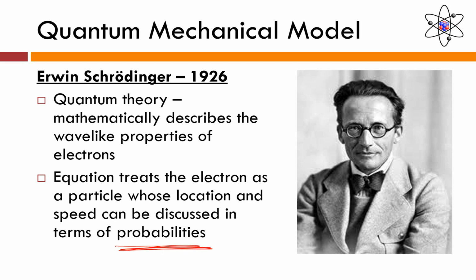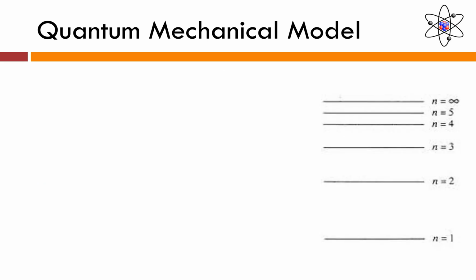The more you know about one, the less you know about the other. So Schrödinger came up with these mathematical equations to describe where we might possibly be able to find an electron. So let's talk a little bit more about the quantum mechanical model. And again, we're just going to cover some of the basics today.